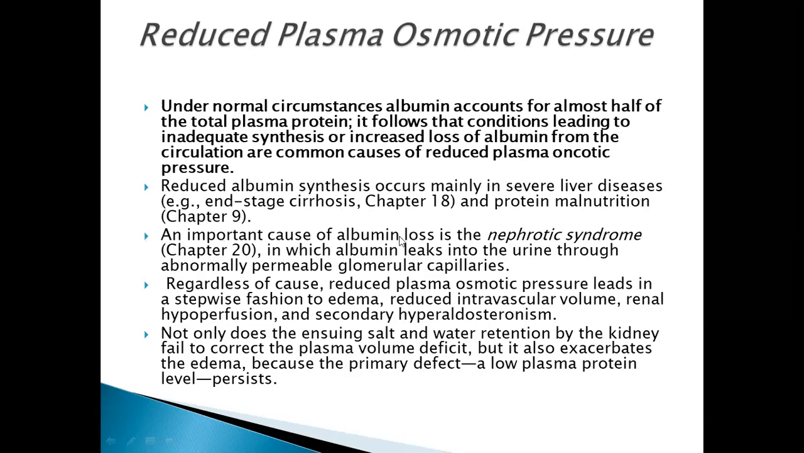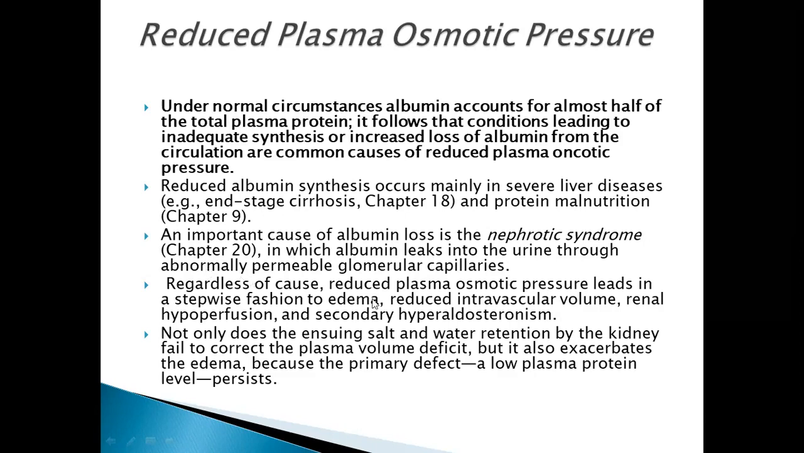An important cause of albumin loss is nephrotic syndrome, in which albumin leaks into the urine through abnormally permeable glomerular capillaries.